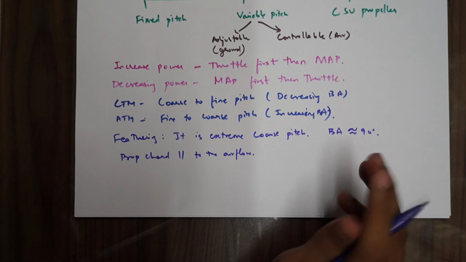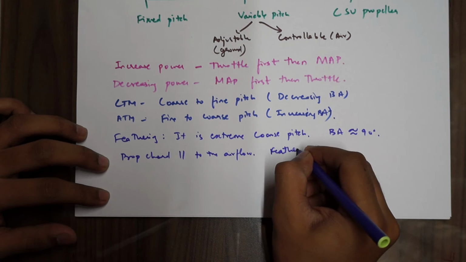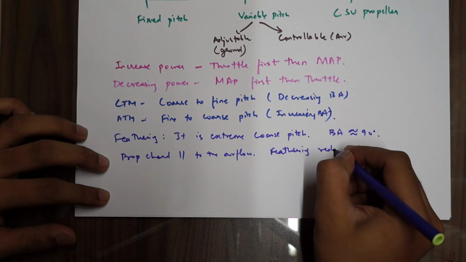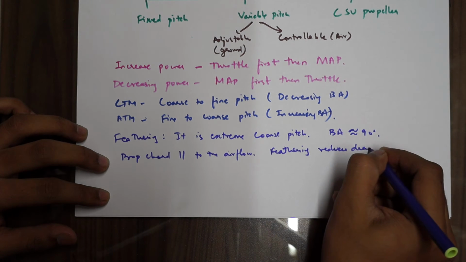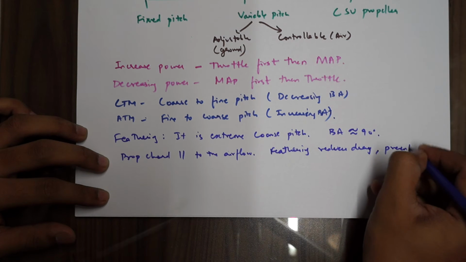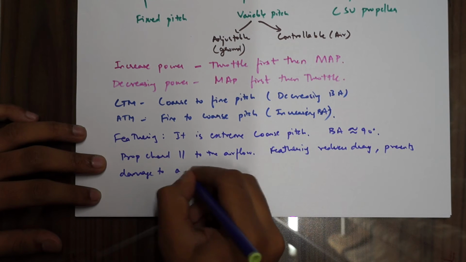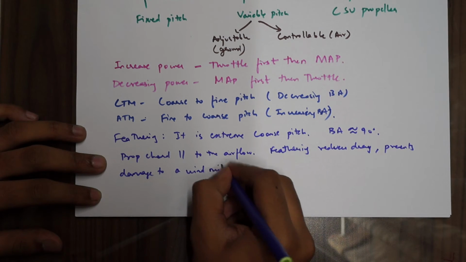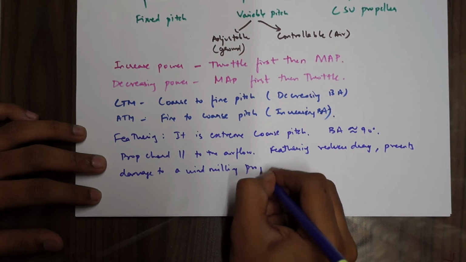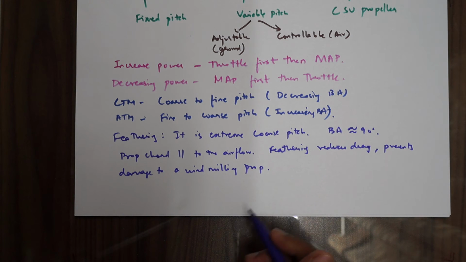And what is the importance of feathering? Feathering reduces drag and prevents damage to a windmilling prop. So basically, feathering is used during your engine failure. Basically that's when you actually use feathering.